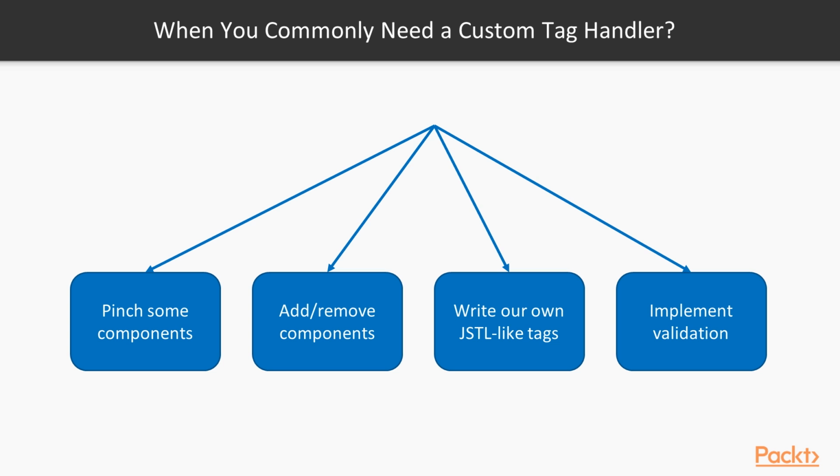So let's try to identify 4 main scenarios when we need to write a custom tag handler. In the most common scenario, we need to pinch some components from the component tree. Further, we can extend this scenario to certain cases where we need to add or remove components. Other scenarios may include the need to write our own JSTL-like tags or functions and implementing validation stuff.